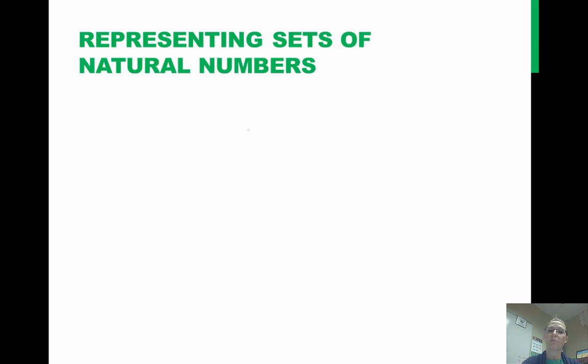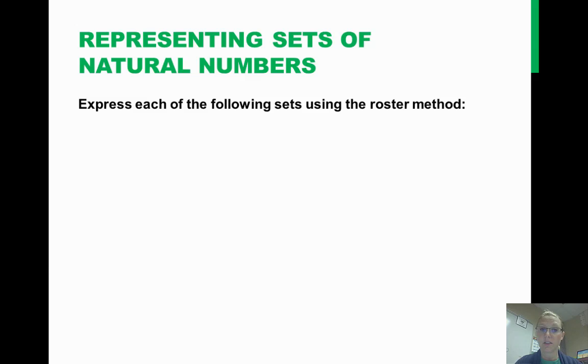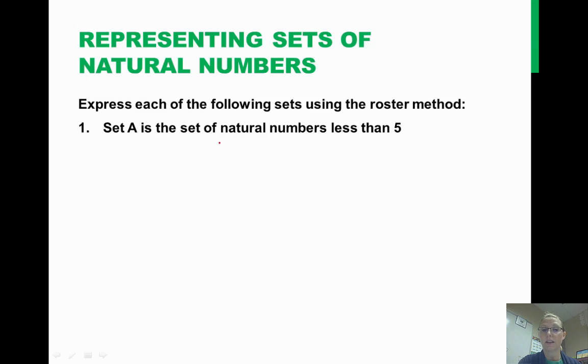Next, I would like to look at representing sets of natural numbers. We're going to express each of these sets in the roster method. Set A is a set of natural numbers less than 5. Well, to write this in roster method, we know that natural numbers start with the number 1, and we want to keep going for all the numbers that are less than 5. That does not include 5. It's just less than it. So 1, 2, 3, 4.